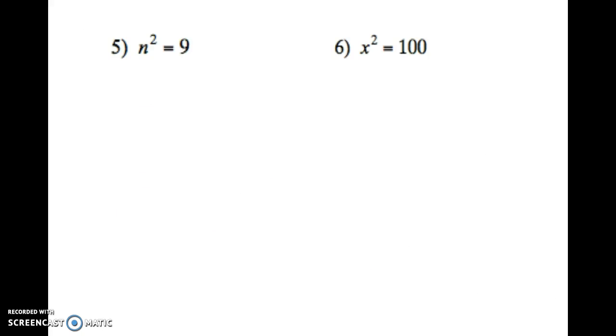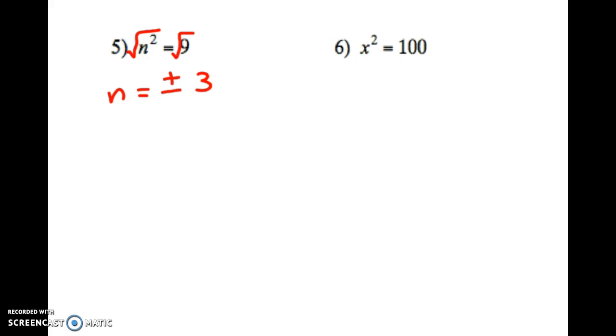So let's take a look at the examples from our notes. For number 5, we got n squared equals 9. Since the variable is being squared, to undo the square, we take the square root of both sides. We were just talking about the fact that whenever we take the square root, we're going to put in a plus or minus. Square root of 9 in this case is 3. So our two answers are n equals a positive 3 and n equals a negative 3.